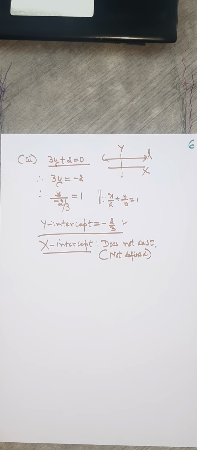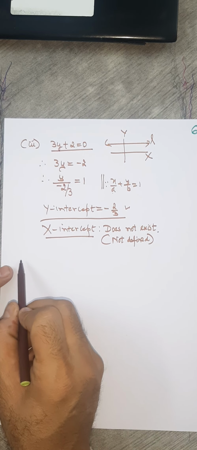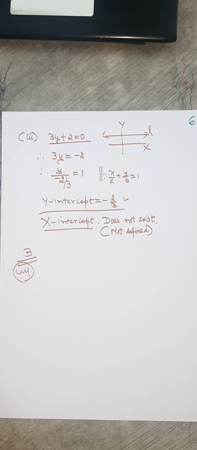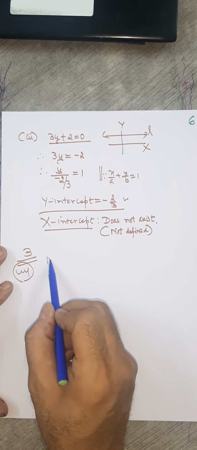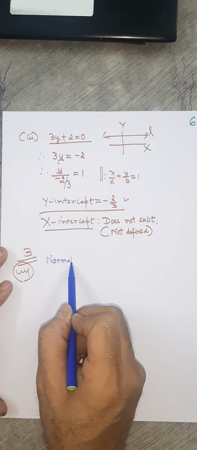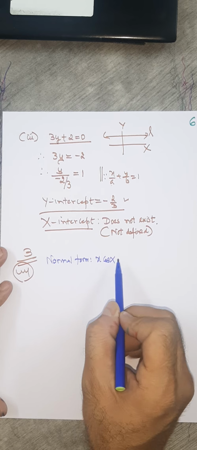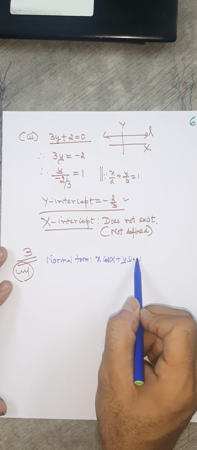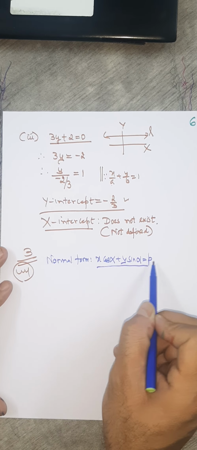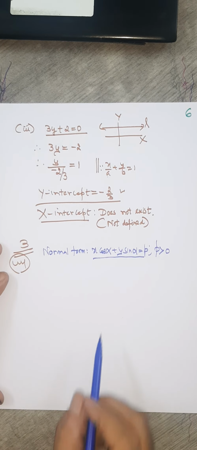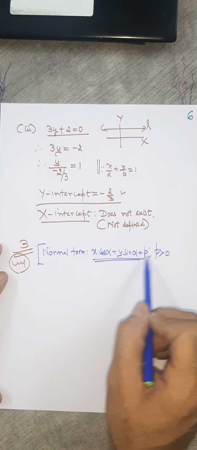Okay, question number 3. That's the most important question of this exercise. What do you want to do? Please read the question. Reduce the following equation into normal form. What's the normal form? Can you recall from the standard form, the p alpha form? x cos alpha plus y sin alpha equals to p, where p should be greater than 0. This is known as the normal form. So we want to reduce in this form.